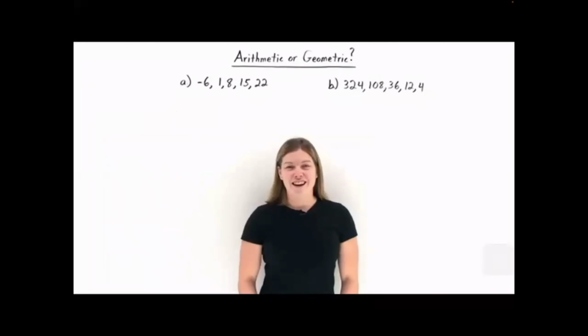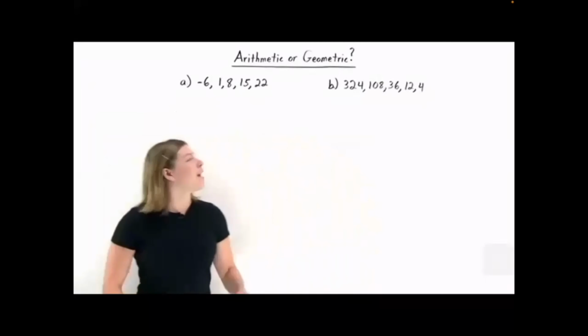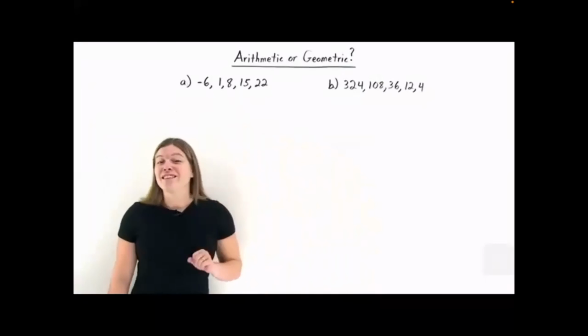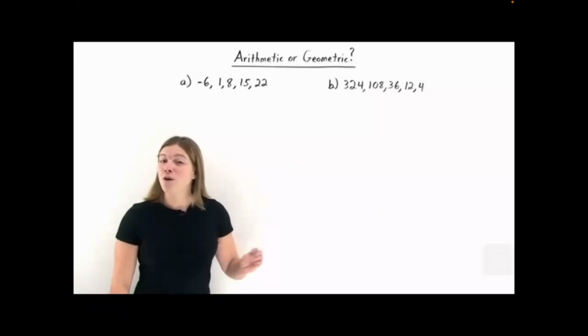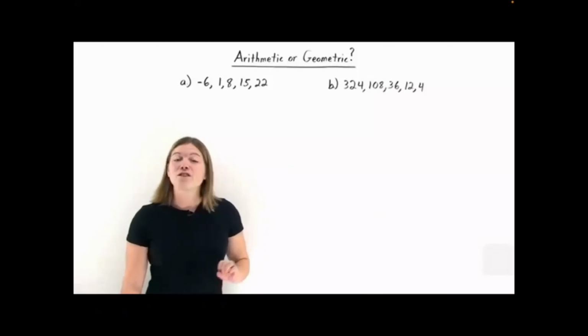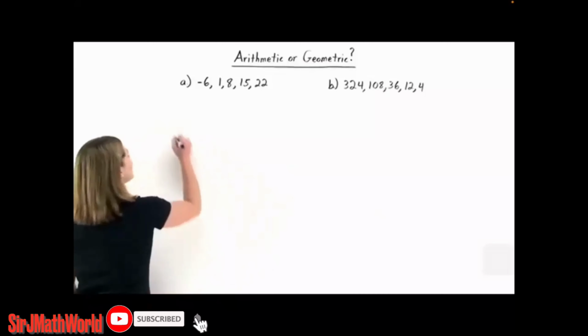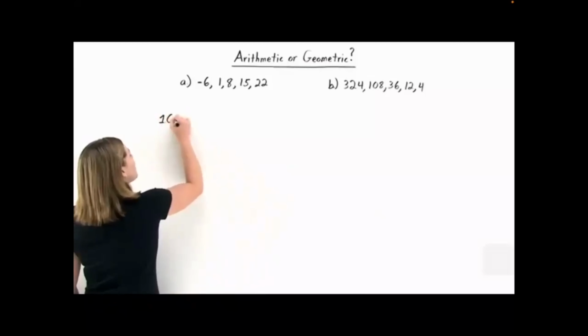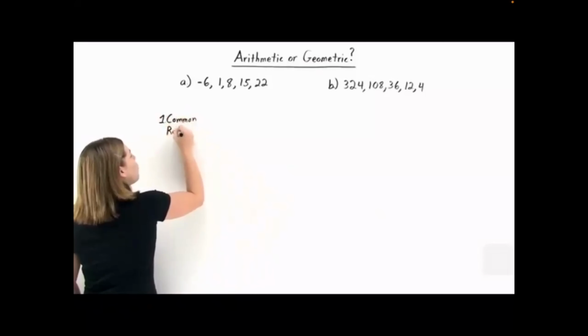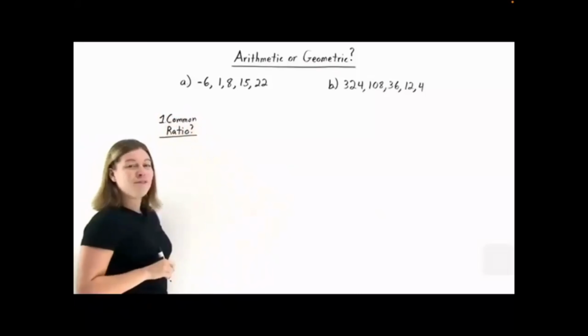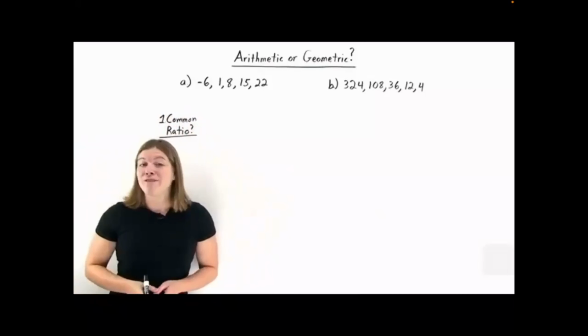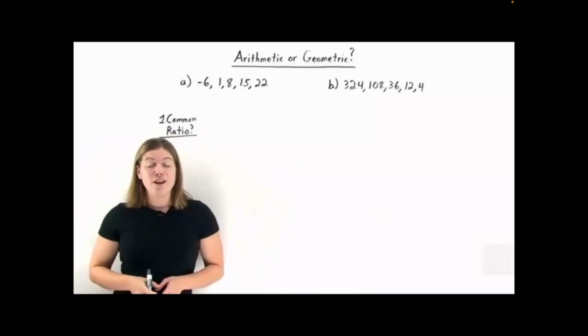Determine whether the given sequence is arithmetic or geometric. Let's start by taking a look at this given sequence. Let's see if we can figure out if it's arithmetic or geometric. First, let's see if it's geometric. A sequence that is geometric has a common ratio. So here, we need to first test and see if this sequence has a common ratio. If it does, that means that we have a geometric sequence.